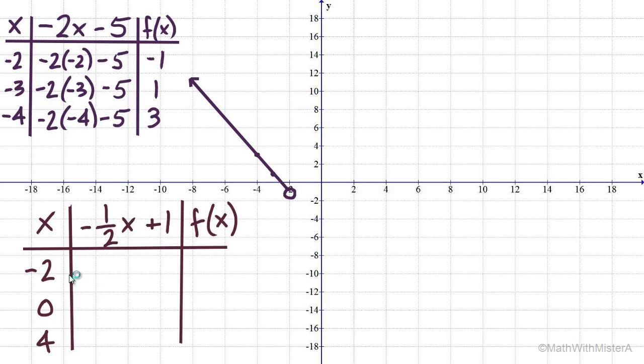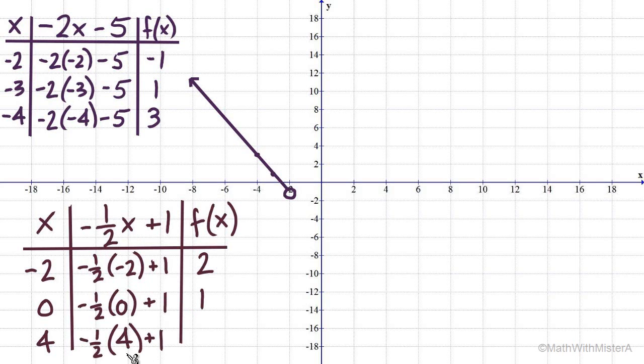If x is negative 2, we have negative 1/2 times negative 2, that's positive 1, plus 1 equals 2. Next, if x equals 0, we're plugging that in. That's a quick one. 0 plus 1 equals 1. And lastly, if x equals 4, negative 1/2 times 4 plus 1, so that's negative 2 plus 1 equals negative 1.